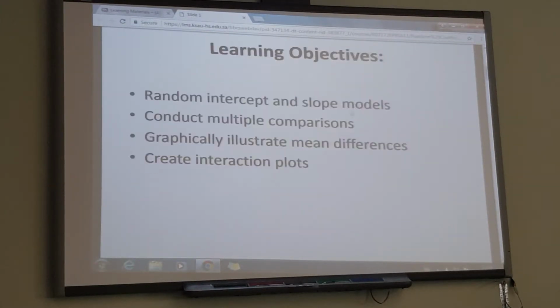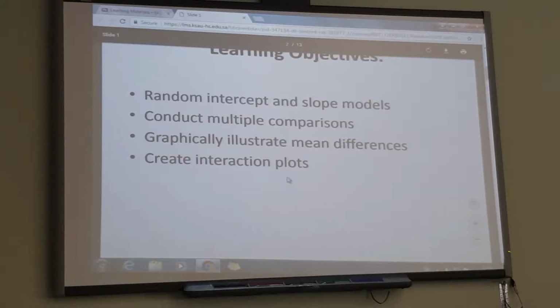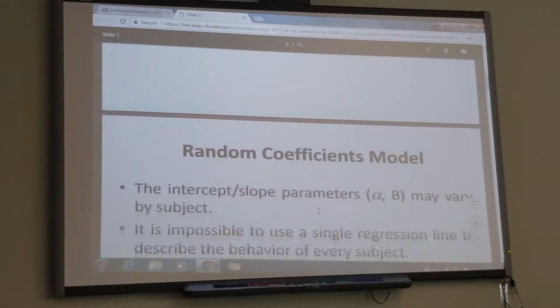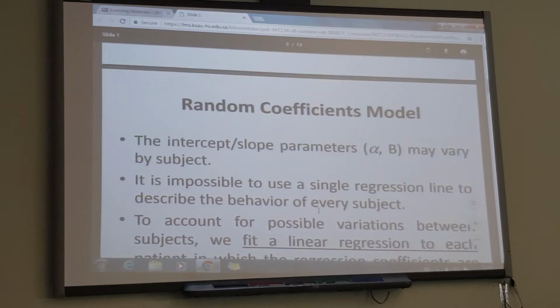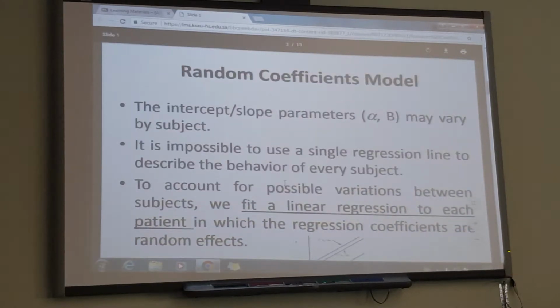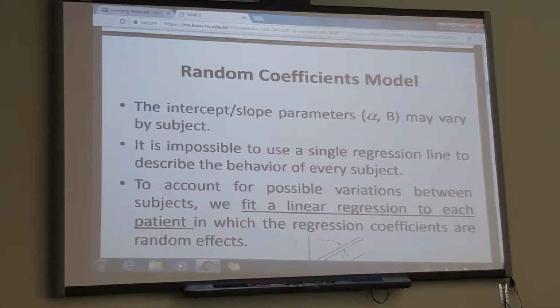So the same objective that we still need to cover here. For the first, here we're talking about random coefficient. Basically we're talking about two parameters. One is called the intercept, the other one the slopes. Two parameters that we need to control for.